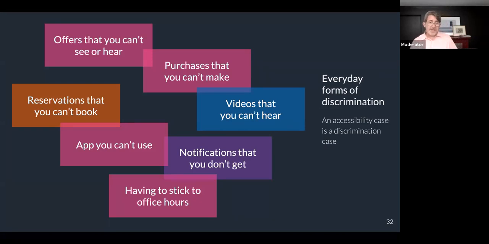You have apps that you can't use. Another problem that you may have is that if your website is unusable, but you offer an 800 number, that 800 number may only be available during certain business hours. So that's discrimination, because you're not offering people with a disability the same convenience that you would offer them if they were fully able to use the website. So these are all different everyday forms of discrimination or everyday barriers that people with disabilities encounter when they're trying to use digital products.